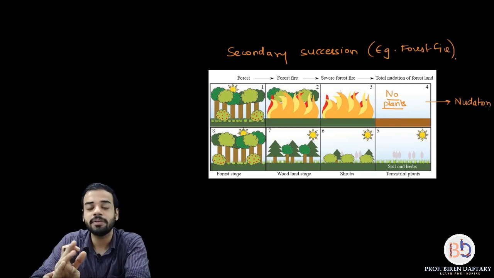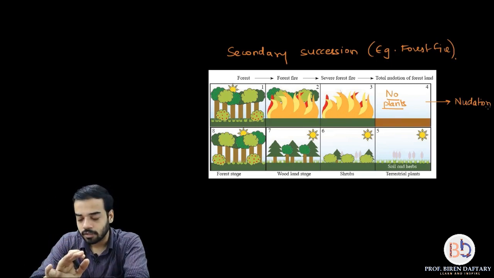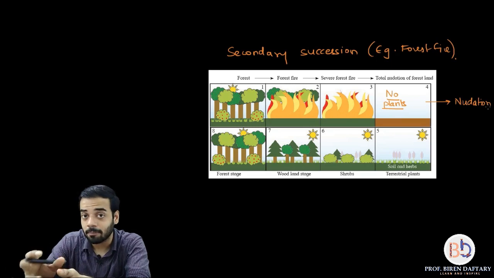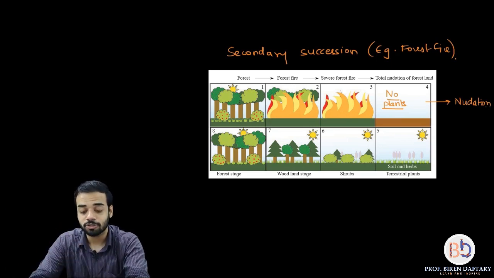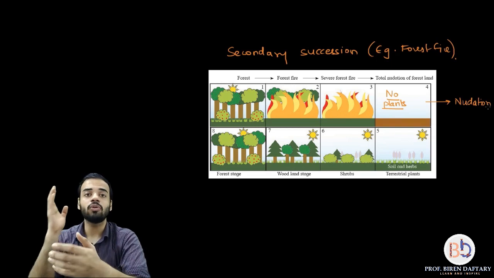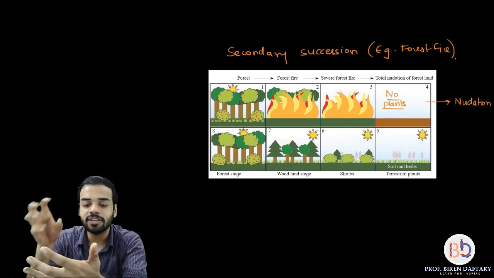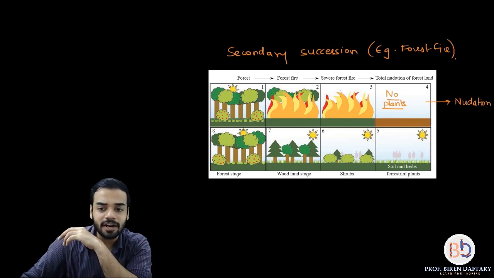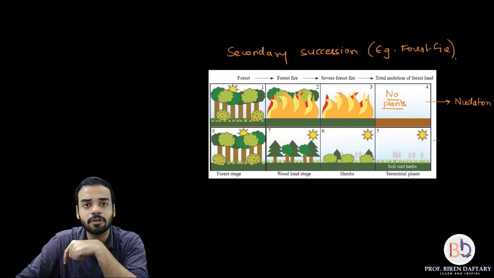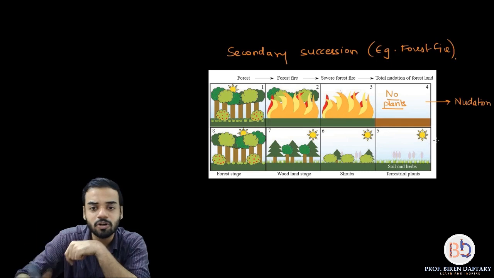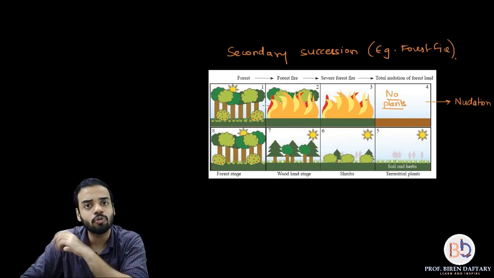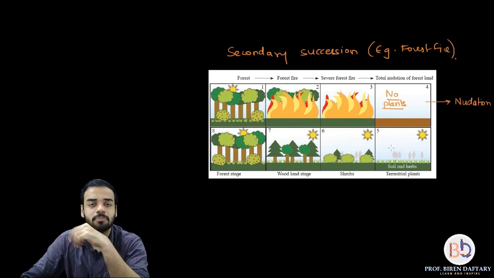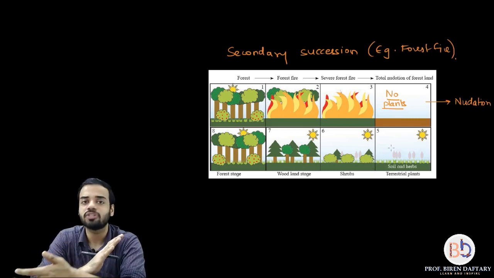Okay, now coming to step number 5. Now the first organisms will come, but these will not be called pioneers because pioneers are only present in primary succession. Pioneers means the first organisms to come over there. These plants which are formed in step number 5, they are not the first plants formed because in step 1, step number 2 plants were there. So please remember, in secondary succession don't use the word pioneers.